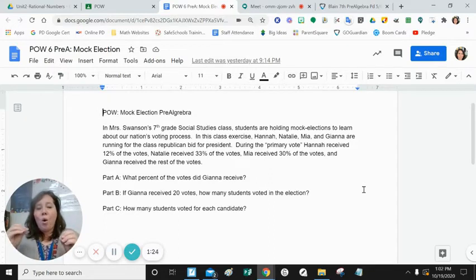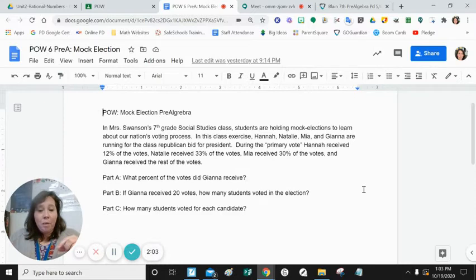Part B. Once you figure out what percentage Gianna's votes are, you're going to set up a proportion where the percentage is one fraction and the number of votes is the other fraction, where the numerator of your votes is 20 and the denominator is how many people voted, okay? And that fraction is going to be equivalent to Gianna's percentage, where the number portion of the percentage is your numerator and 100 is the denominator. And then you just use what you know about equivalent fractions to figure out the missing piece.